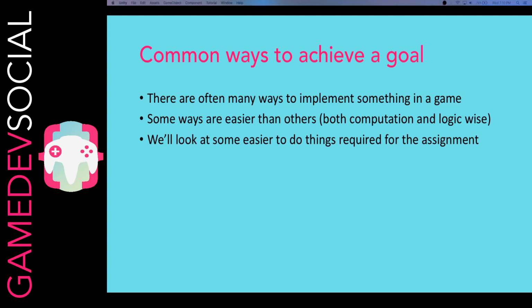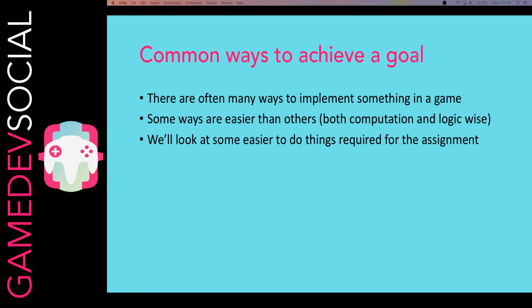You want to achieve a goal. You want to make your game do something. There's tons of ways to do it in a game engine. You've got tens of ways to do it. No one way is the best. There's some ways that are better than others, that run faster, that are maybe easier to write. I'm going to look at some of them.